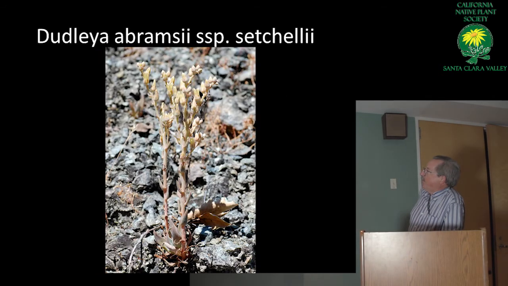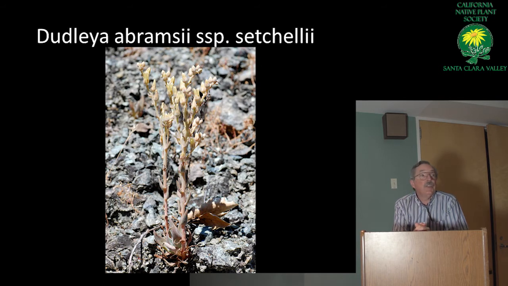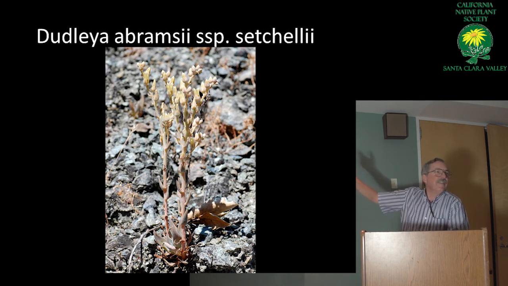Next, please. Our Santa Clara Valley Dudleya. And this one is always found on serpentinite. Now, the interesting thing is when this was its own species, setchellii, the abramsii also grows only on serpentinites. So they've lumped it in now that the Dudleya that grows on serpentinites is always abramsii. And only in Santa Clara County. Well, this one's only in Santa Clara, but the other ones are San Luis Obispo and down in Morro Bay, those areas.